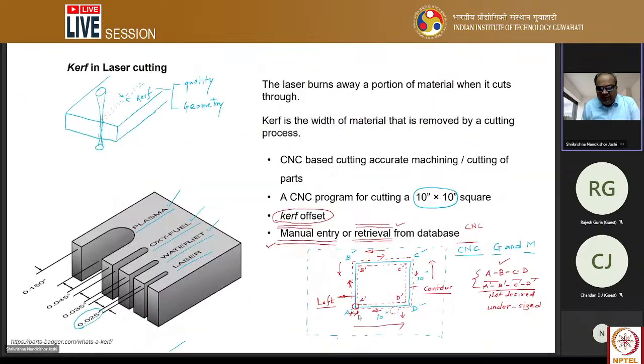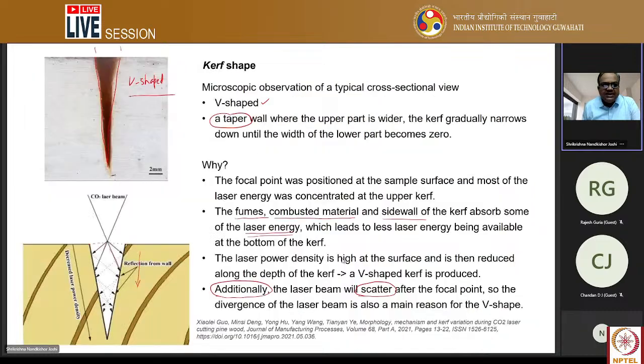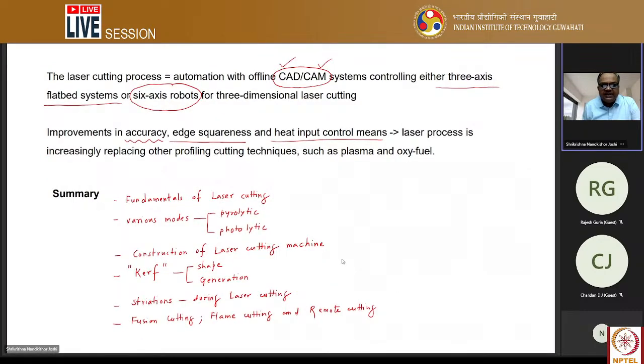So here we also have a detailed discussion of how it is useful to understand and employ the curve during CNC-based applications. Then some of the terms related to laser-based material removal, that is the striations, how to control them, and what is the meaning of striations that we have seen. Fine. Then fusion cutting, flame cutting, and remote cutting, the concepts that we have seen.